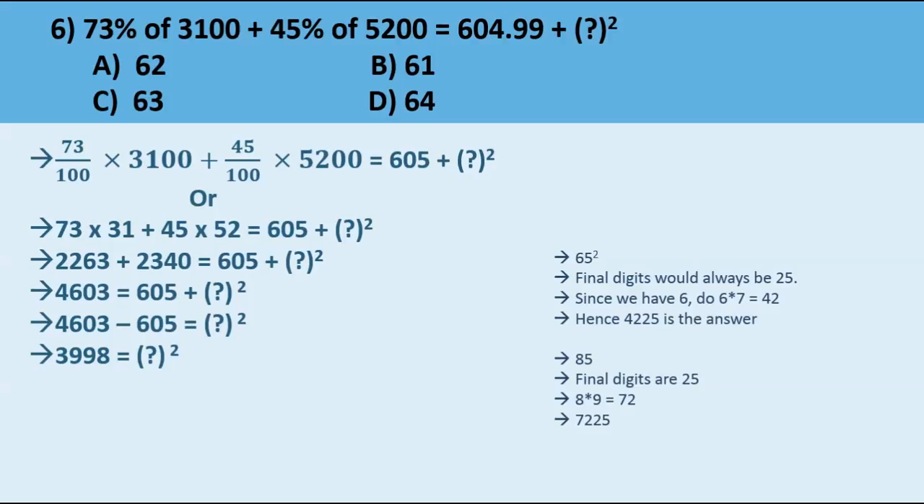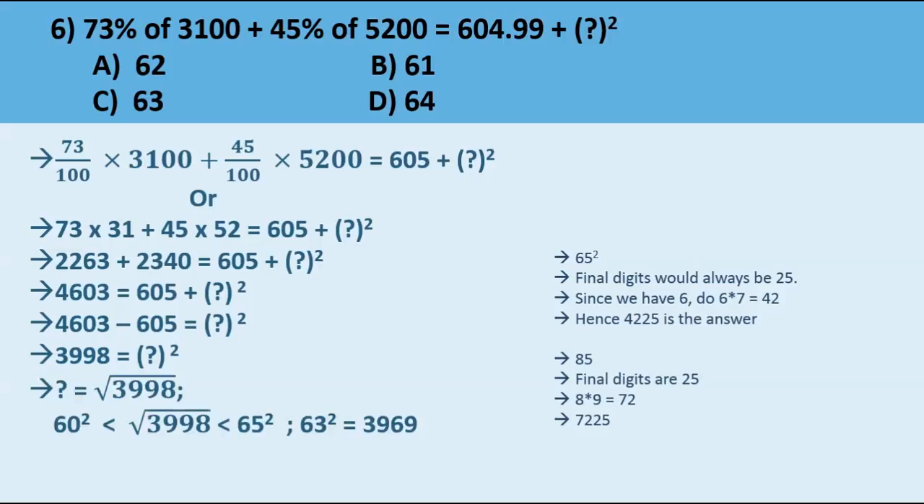Now let's get back to the problem. We need to find the square root of 3998. We know that there is no number whose square ends with 8. Hence, we know that 3998 is not a perfect square. So we will have to do approximations here. Let's check between which number squares does 3998 lies. 60 square is equal to 3600, which is lesser than 3998, which is in turn lesser than 65 square, which is 4225.